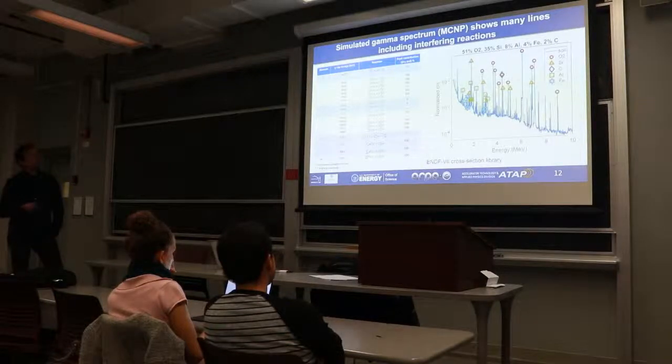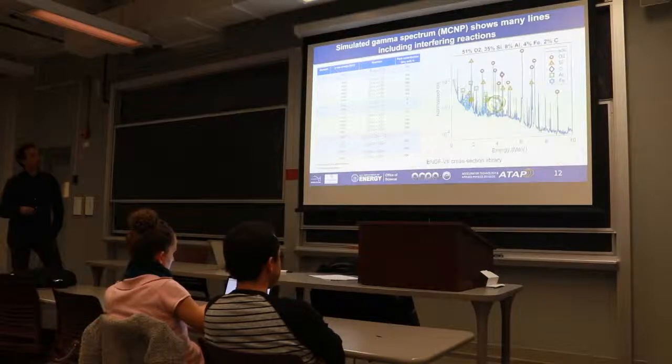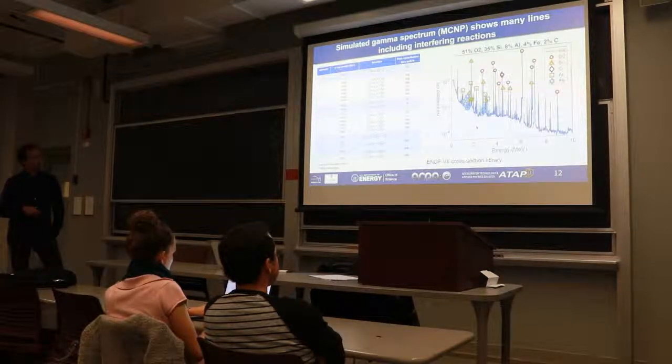So here's a simulated spectrum from early on in the project. And you can see there are all kinds of lines that we should expect. Somewhere in there is a 4.4 MeV carbon line. That's the one we're interested in. Depending which library you use in the simulations, you also see that oxygen should give you a line here, which would mess us up a bit. But in principle, there are other lines. We should be able to see oxygen, carbon, iron, silicon, and you might see if you can measure hydrogen too. Perhaps you have to pulse the neutron generator for that, but we'll see.